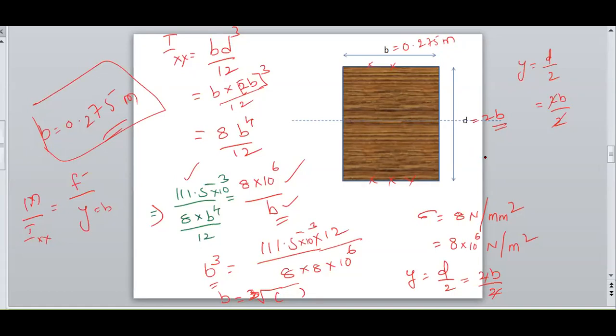Therefore, the d value will be 2 times b. So in this manner, I need to find out the width as well as design the cross section of the beam. We need to design the cross section of the beams when the load is known on the beams.